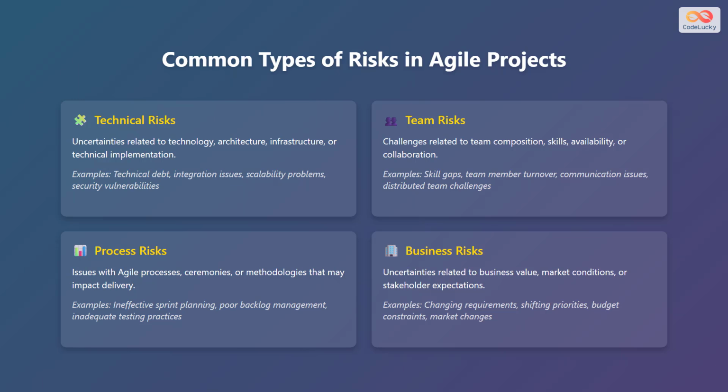Process risks involve issues with Agile processes, ceremonies, or methodologies that may impact delivery. Examples include ineffective sprint planning, poor backlog management, and inadequate testing practices. Business risks are uncertainties related to business value, market conditions, or stakeholder expectations. Examples of business risks include changing requirements, shifting priorities, budget constraints, and market changes.